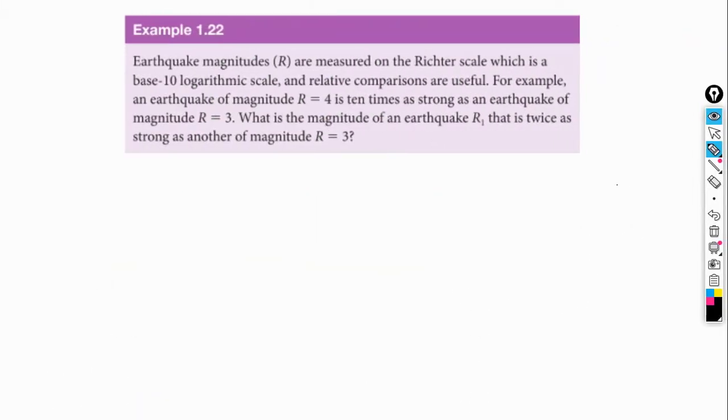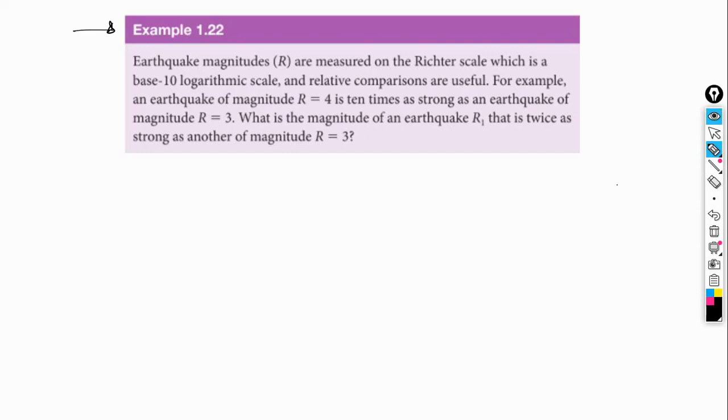Next, we're going to do example 1.22. And it says, earthquake magnitudes R are measured on the Richter scale. I don't know if you guys have heard about the Richter scale, which is used to measure the intensity of an earthquake. And it says, which is a base 10 logarithmic scale, and relative comparisons are useful. For example, an earthquake of magnitude R equals 4 is 10 times as strong as an earthquake of magnitude R equals 3. So what does that mean?